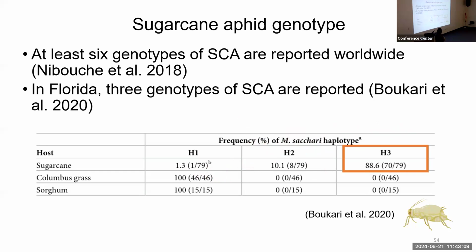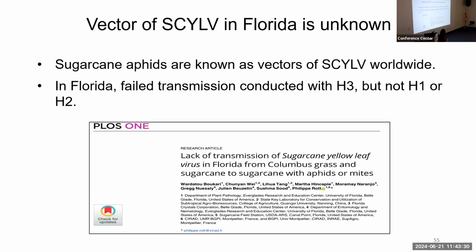And they can also infect and feed on Columbus grass and sorghums, so they might have different preferences. Different genotypes of sugarcane aphids might have different preferences towards their host plants. And this leads to our study project, which is to identify the vectors of sugarcane yellow leaf virus.